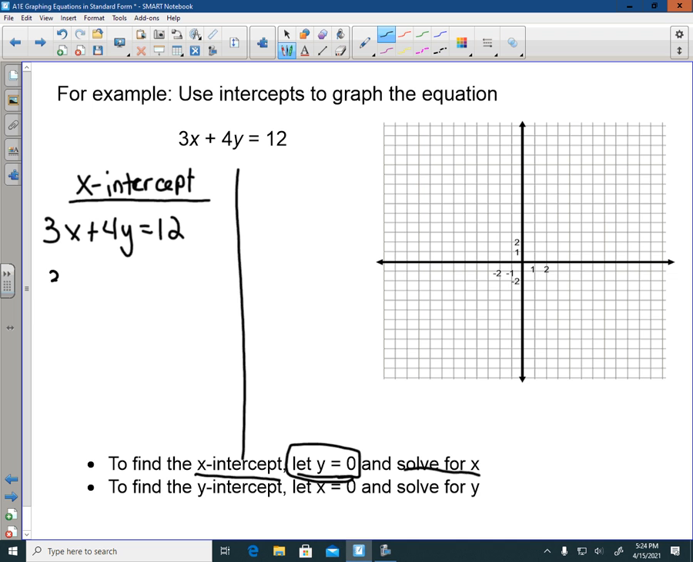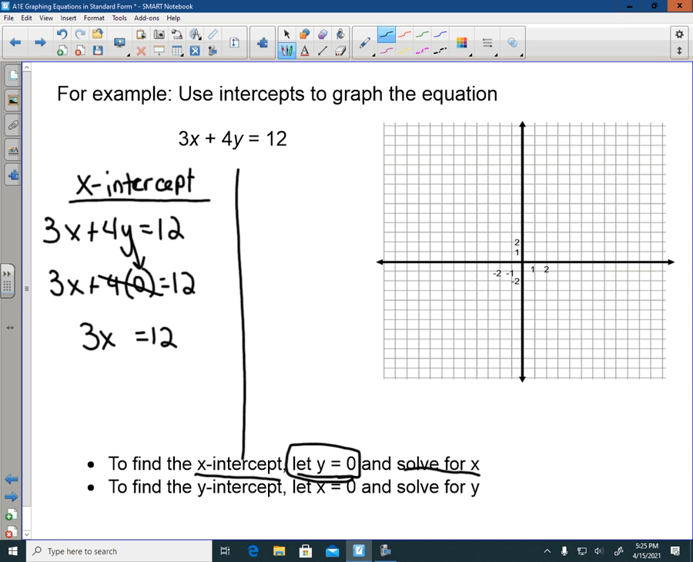That would bring our equation to 3x plus 4 times 0 equals 12. Do you see how I just took this y and I changed it to a 0? Because I'm letting y equal 0. So now what we end up with is 3x, and then what is 4 times 0? It's 0, and so this whole term goes away, equals 12. See that? Because we put that 0 in for y, it made all that go away. 4 times 0 is 0, and so that part just goes away.